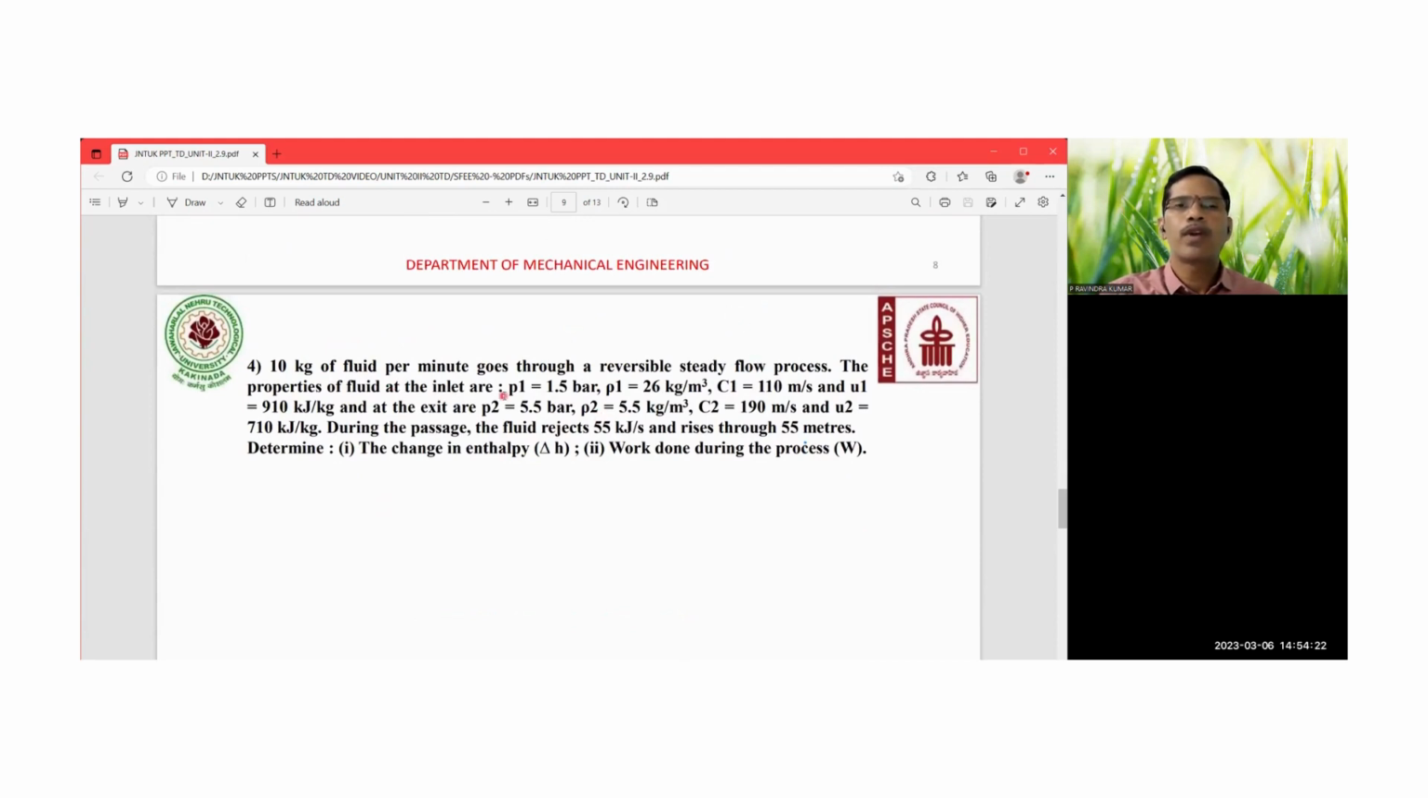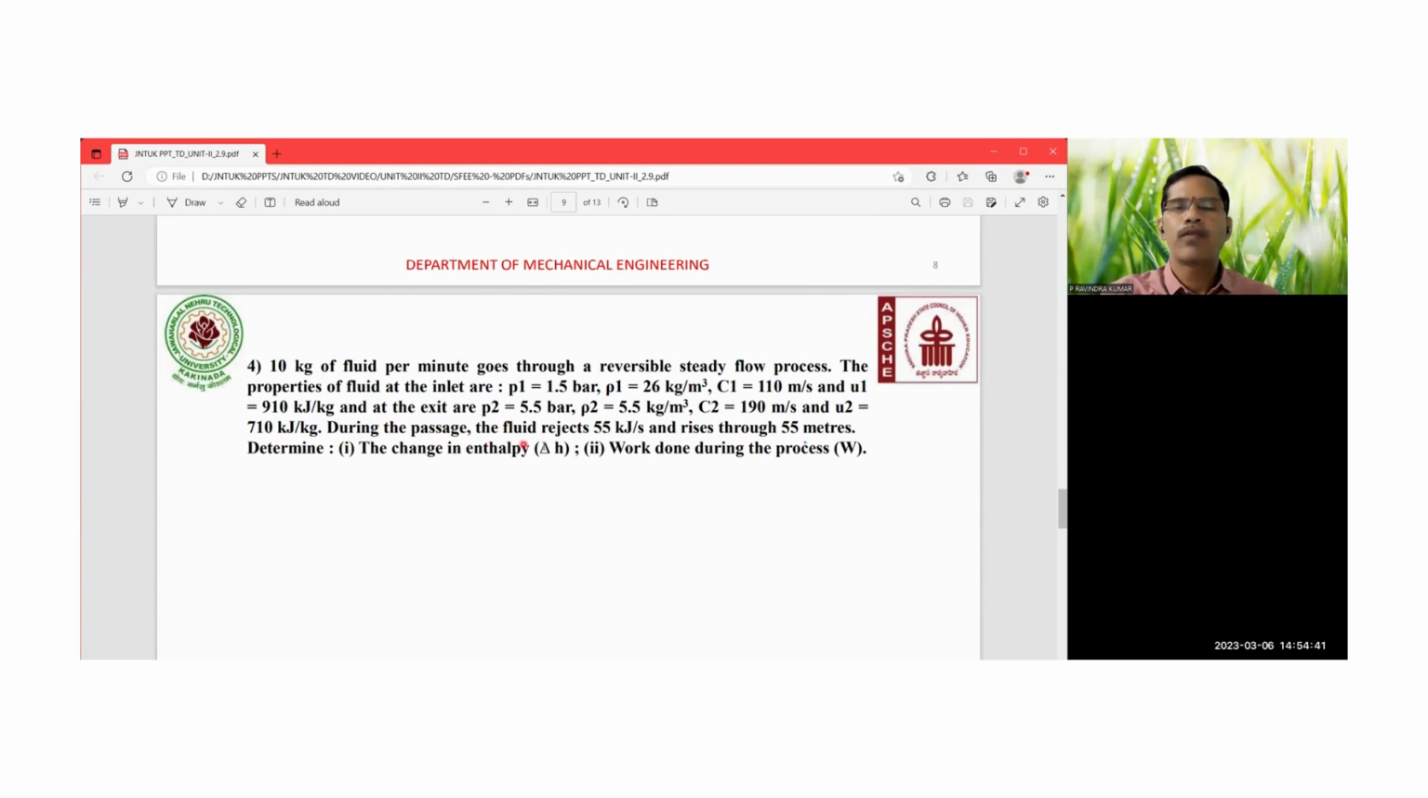The properties of the fluid at the inlet are given: P1, and rho1, which is nothing but the density, 26 kg per meter cube. Inlet velocity 110, and the internal energy is also mentioned. And at the exit, P2, rho2, C2, and U2 are mentioned.